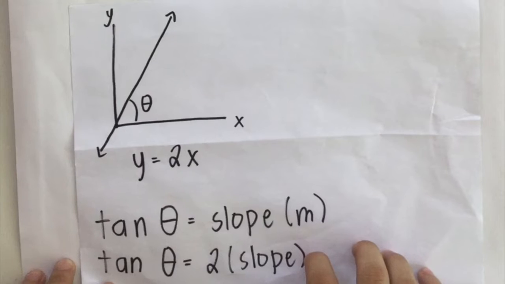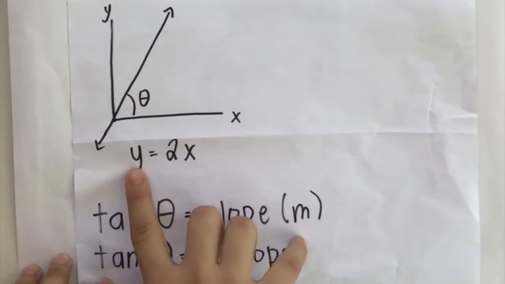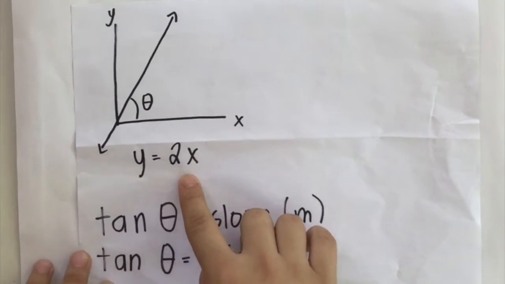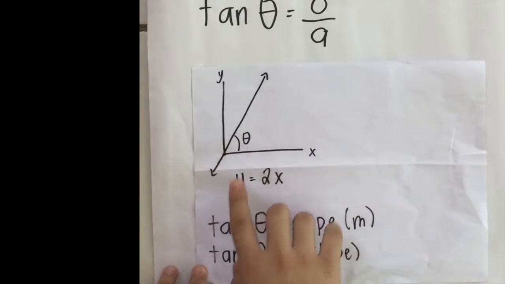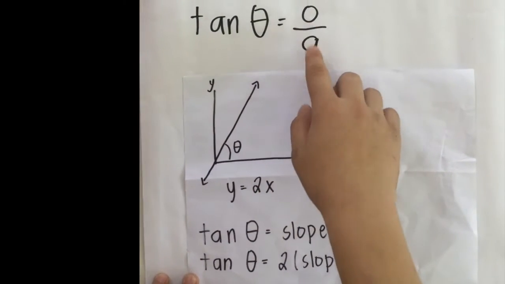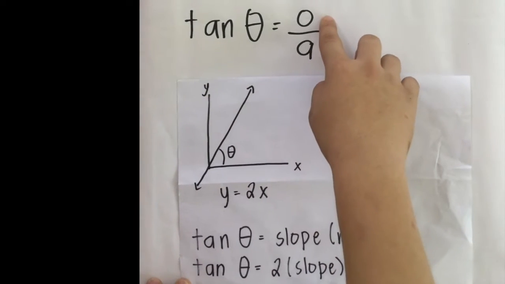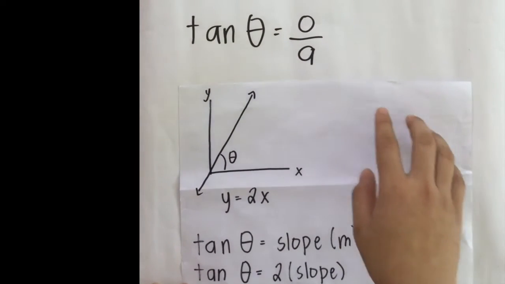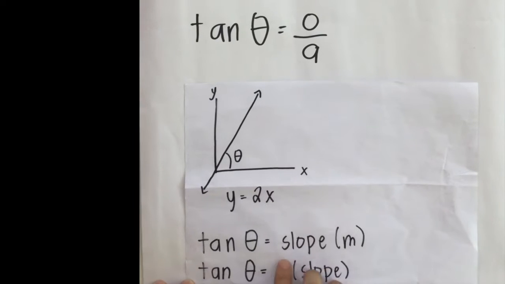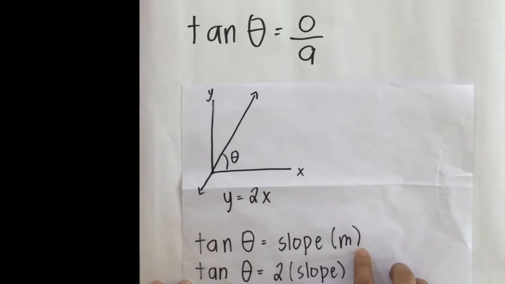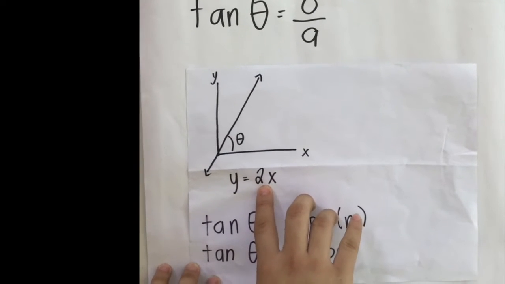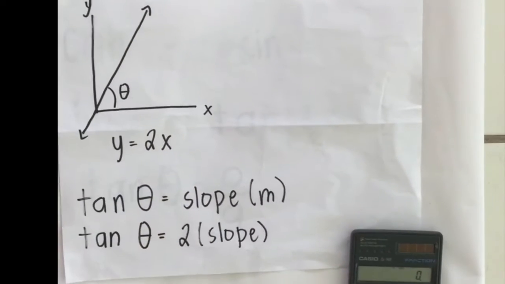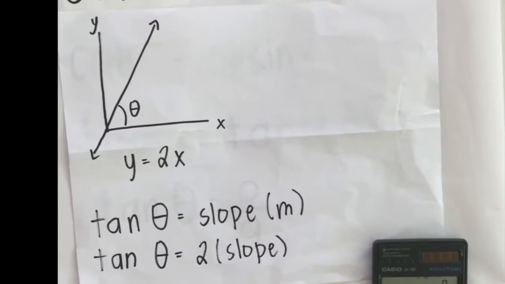In getting the angle of inclination, the example y equals 2x can be plotted in this way. In getting theta, the formula is tangent theta, opposite over adjacent. Opposite over adjacent is equal to the slope of the line. The slope of the line is 2, which is given in the slope-intercept form. Tangent theta is equal to 2.